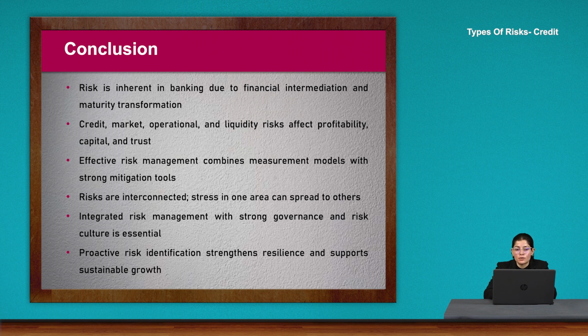Effective risk management requires not only accurate measurement through models, ratios and stress tests, but also disciplined mitigation using limits, diversification, hedging, controls and capital buffers. Importantly, these risks are interconnected. Deteriorations in one area can quickly transmit stress to another. A holistic and integrated approach supported by strong governance, risk appetite framework and an ethical risk culture is therefore essential.